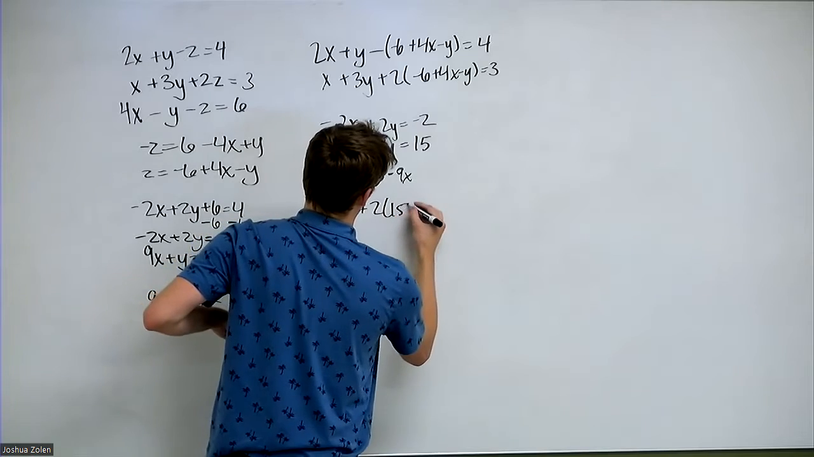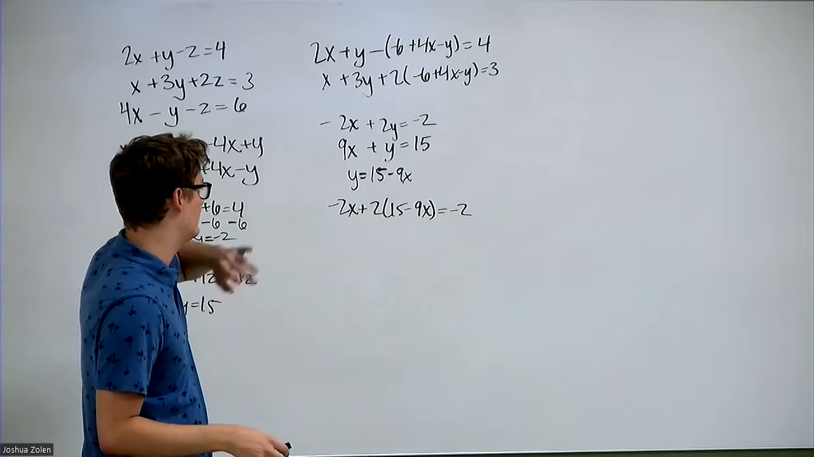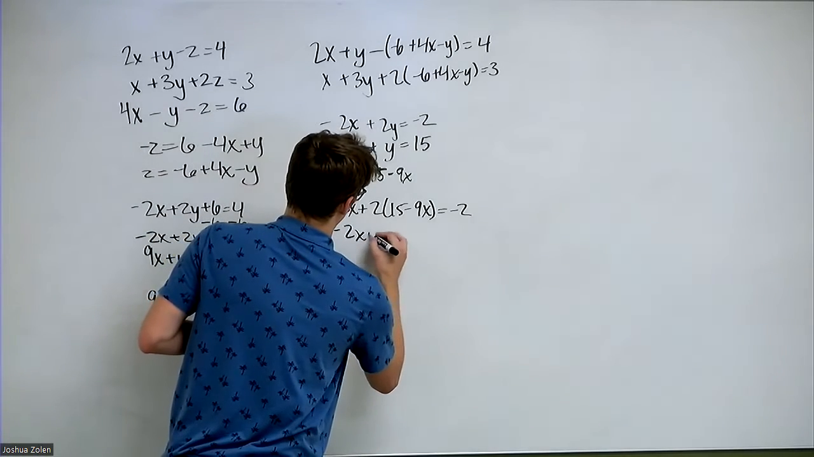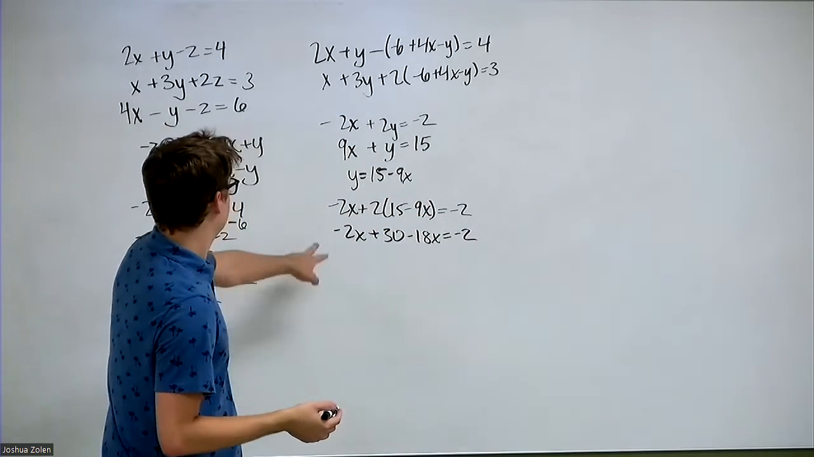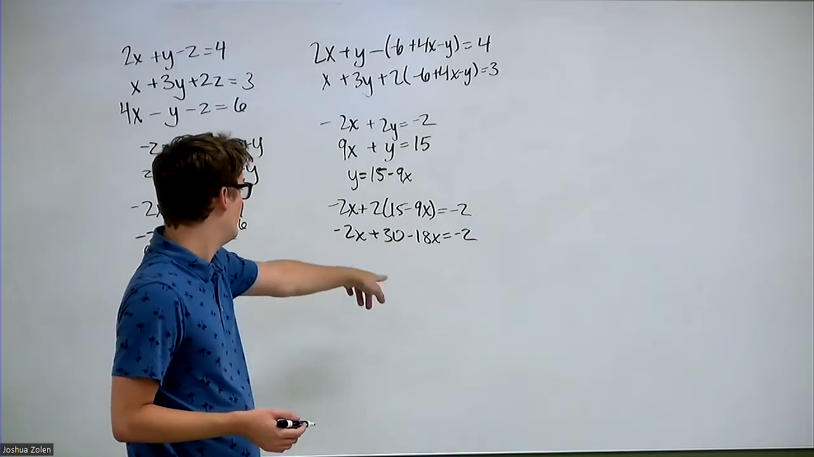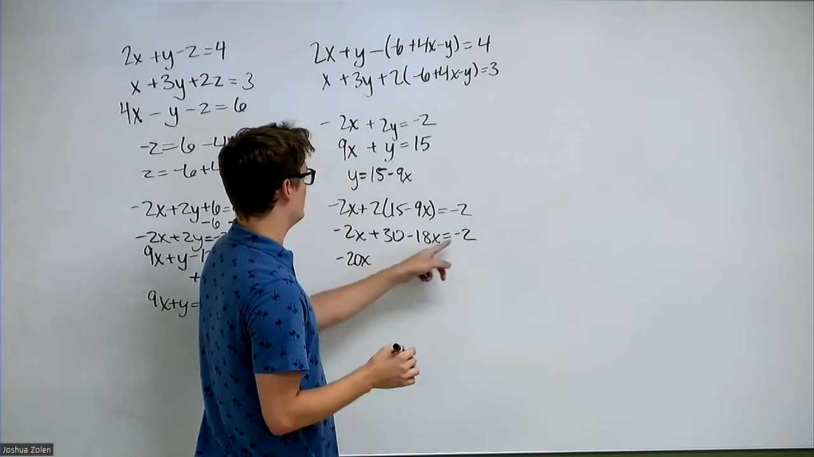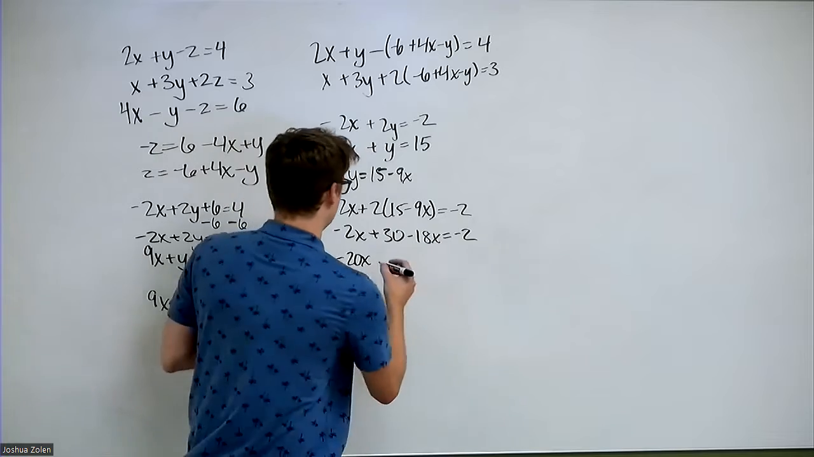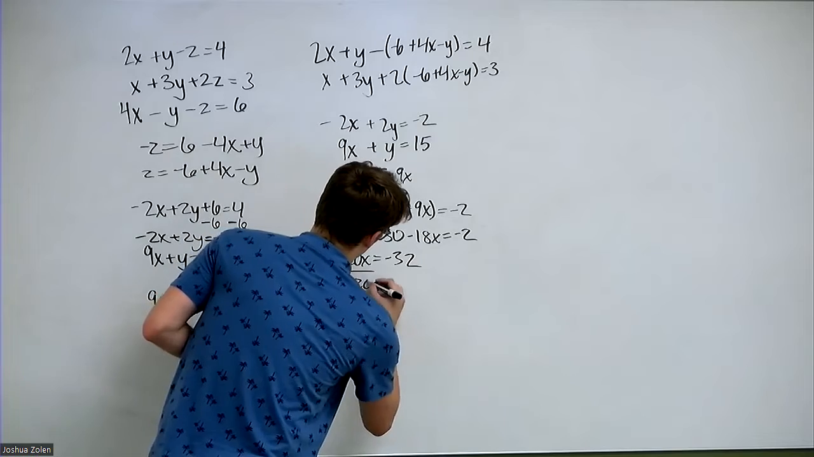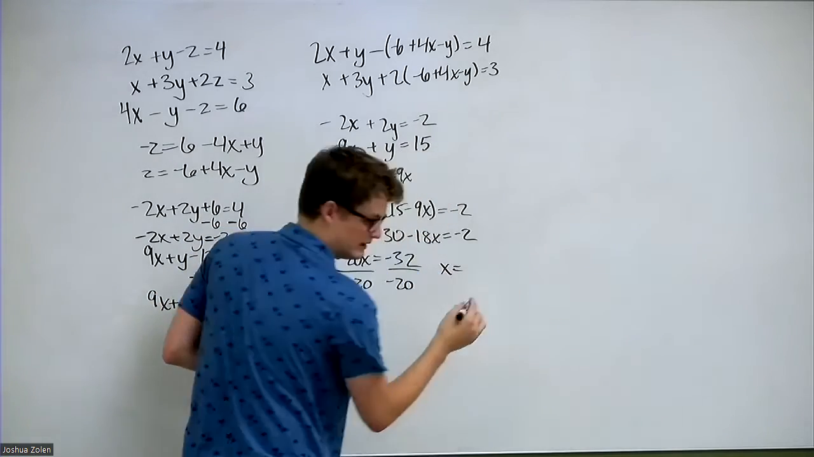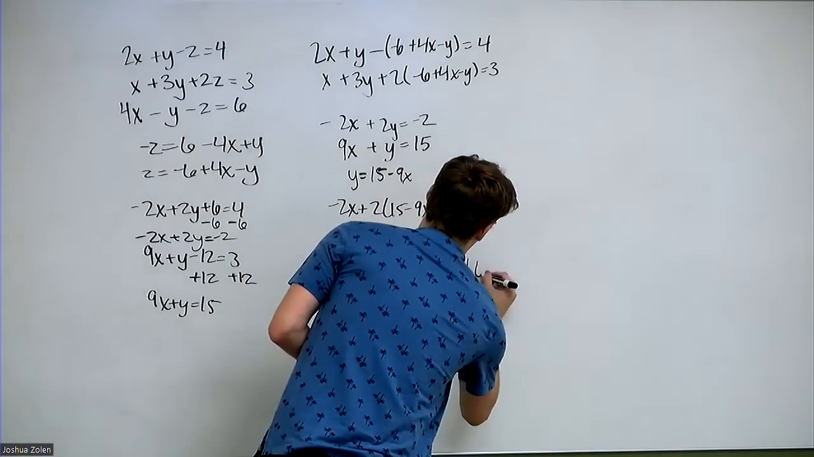we get -2x plus 2 times 15 minus 9x is equal to -2. If we expand this, or combine like terms, -2x minus 18x is going to be -20x. And we subtract 30 from both sides. -2 minus 30 is going to be -32. Then we divide both sides by -20. And we get x is equal to 1.6.